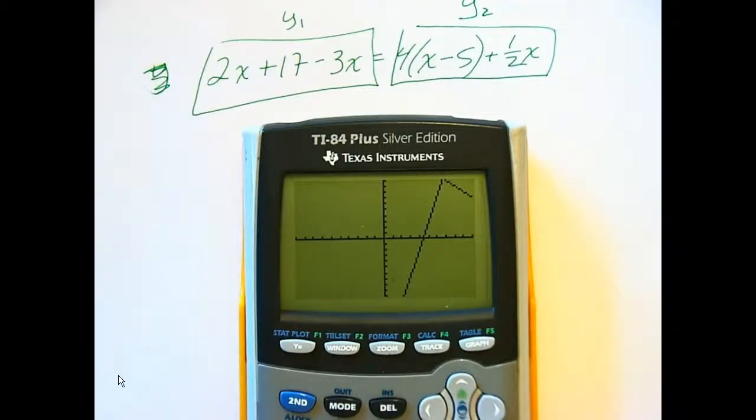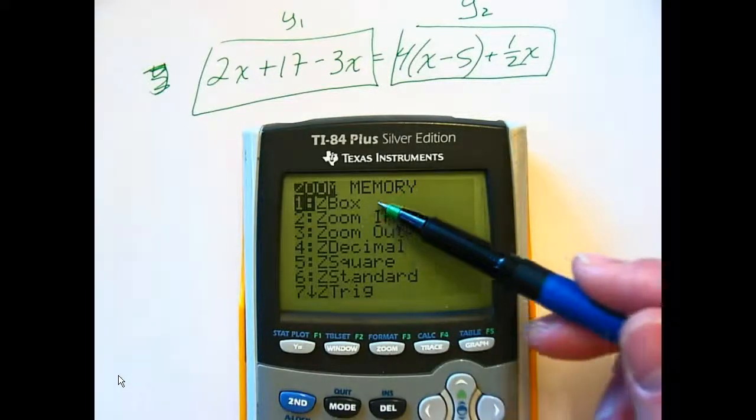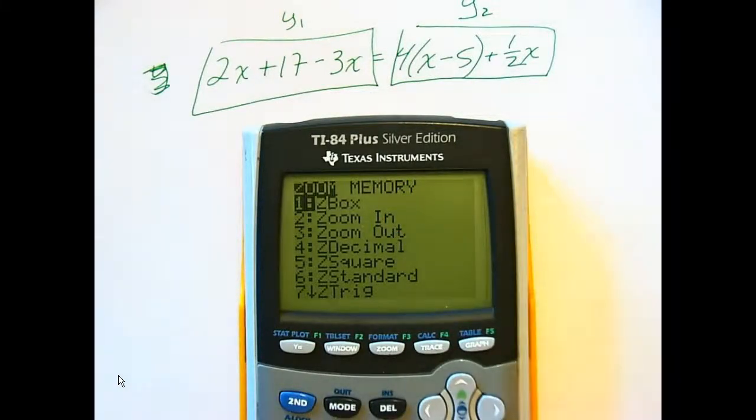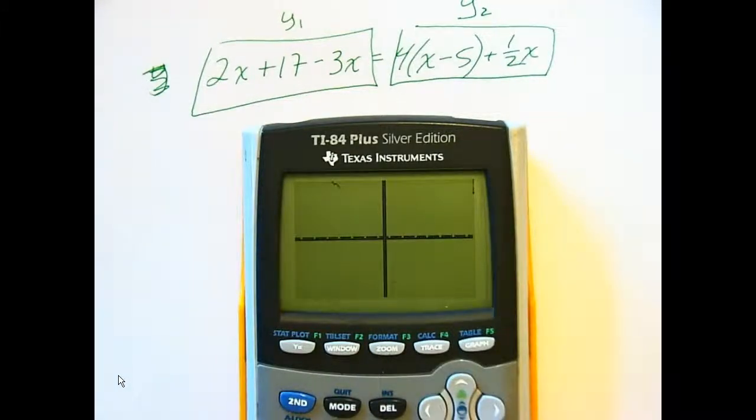So which button is zoom? F3. The one that says zoom. You push zoom. It's also labeled F3 in format. And under zoom, we want to zoom out. So you select option 3 and then just hit enter. And you can zoom out as many times as you want. This time we only have to zoom out once to see the point of intersection. But if you keep wanting to zoom out, you just keep hitting enter. Every time you hit enter, it zooms out further.